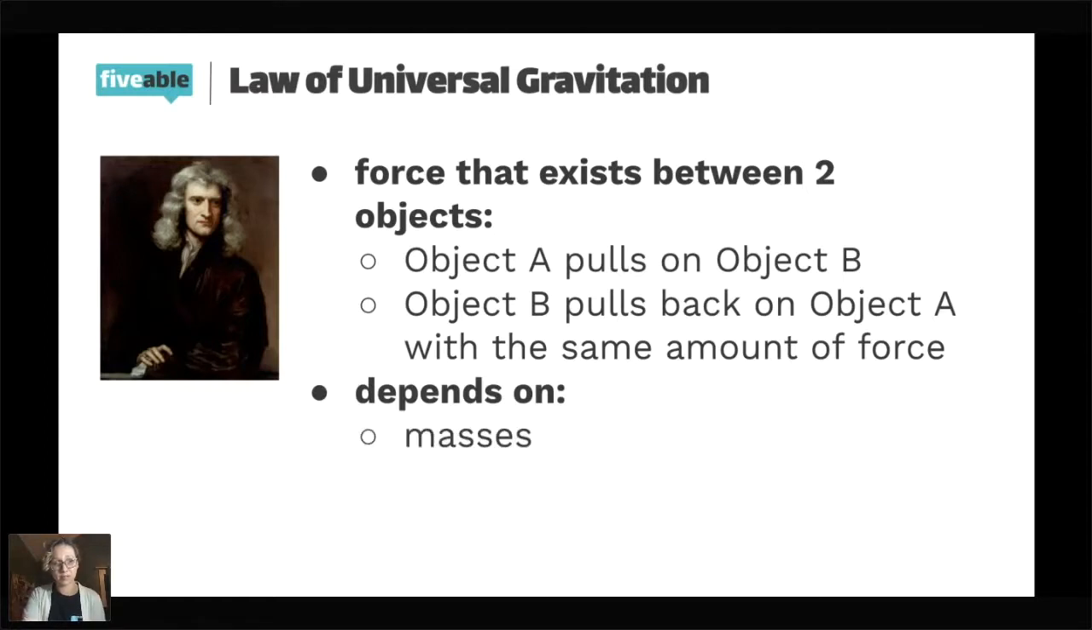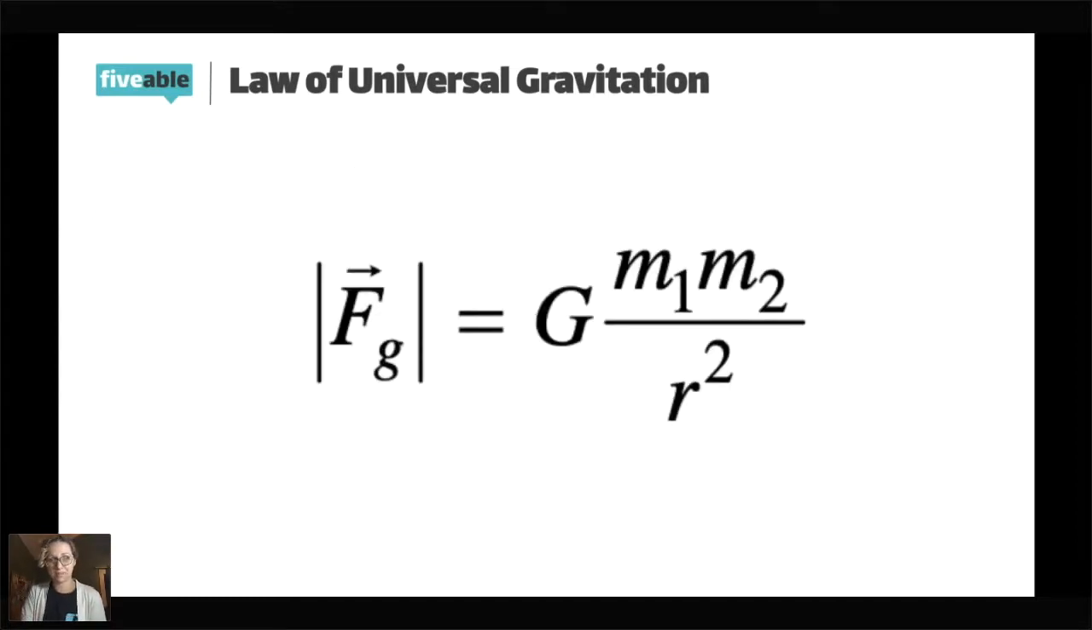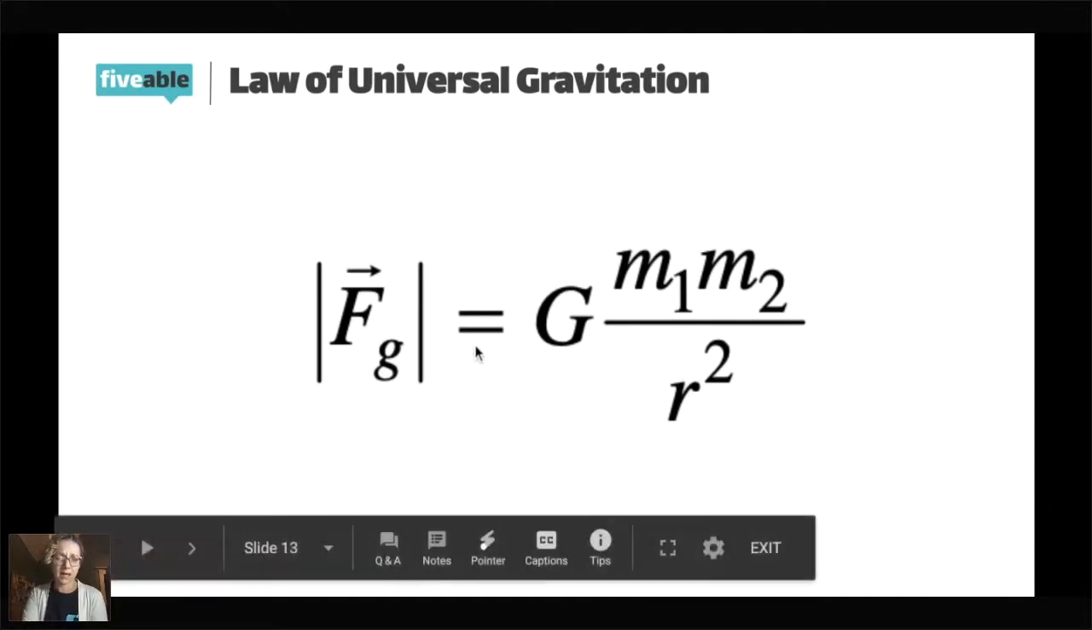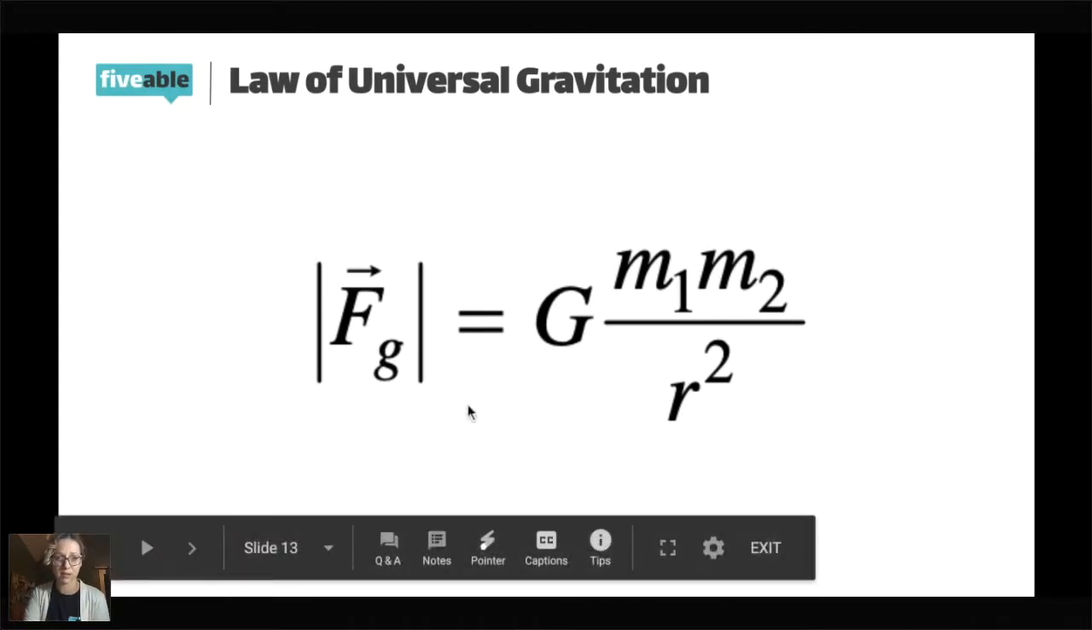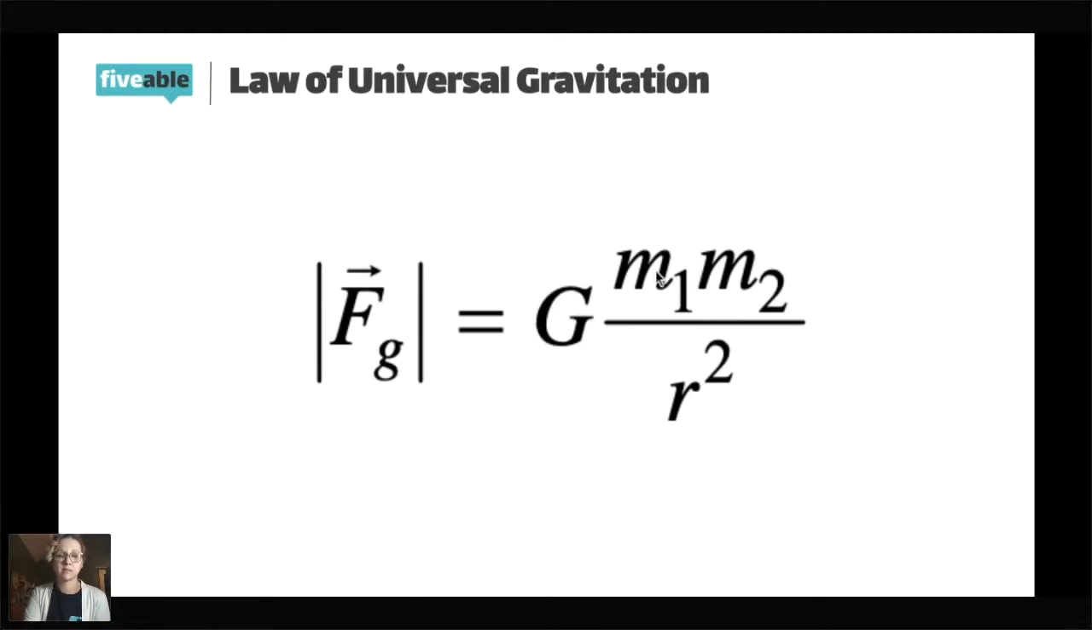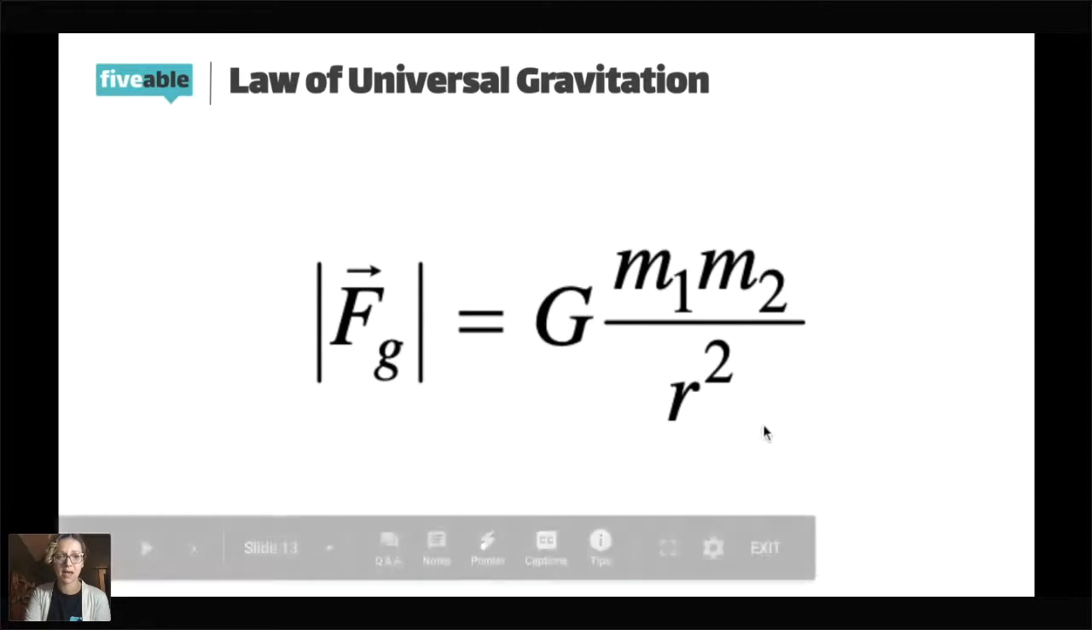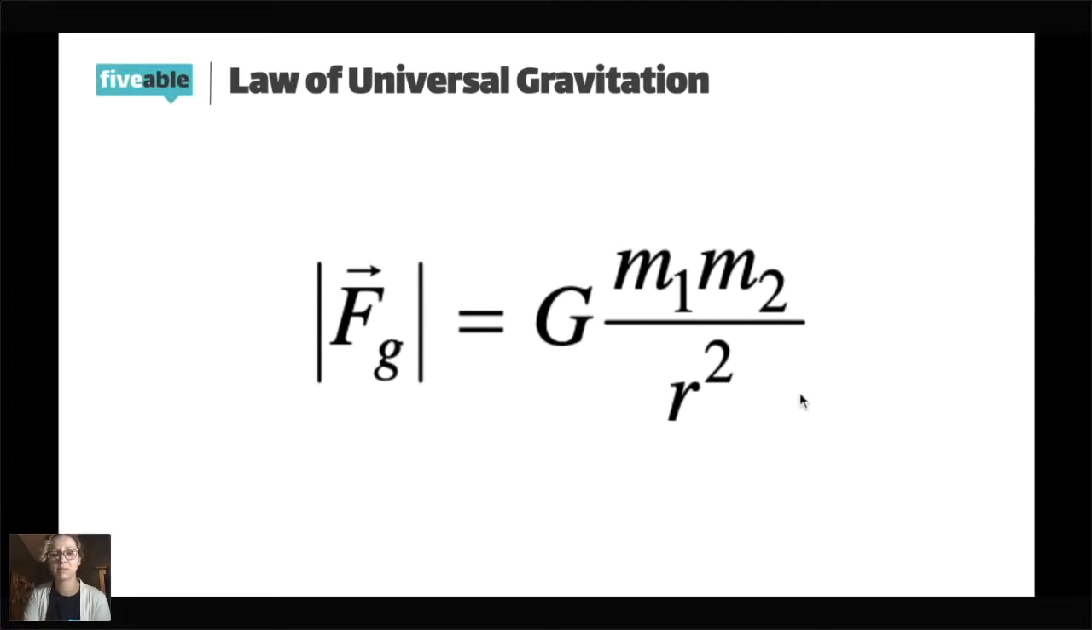And the strength of that force depends on the masses of the 2 objects and the distance between them. And so this is the equation that he came up with. And he wrote it a little bit differently. He just said it was proportional to, and he didn't know what this constant was, but the magnitude of the force of gravity, so that's why we've got this absolute value symbol here, is equal to this constant big G times the masses of the 2 objects, divided by the distance between them squared.